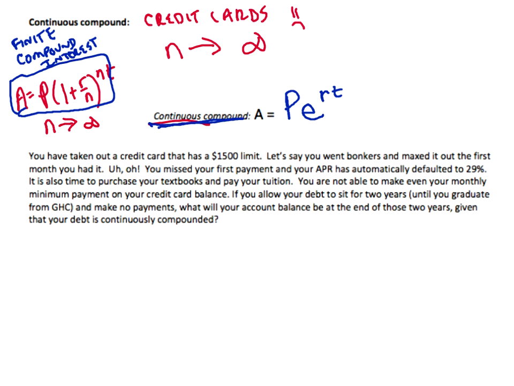This is continuous or infinitely compounding interest here, the Pert formula. So we'll take this situation below to see what happens. You've taken out a credit card that has a $1,500 limit.